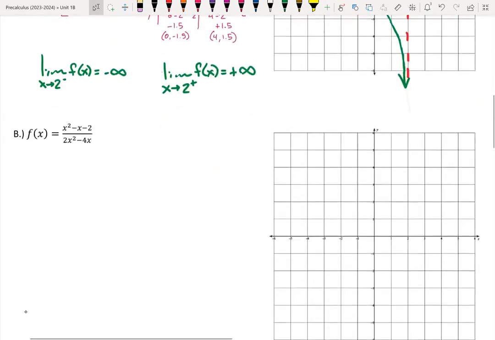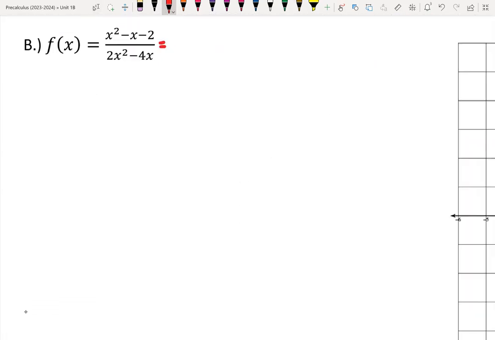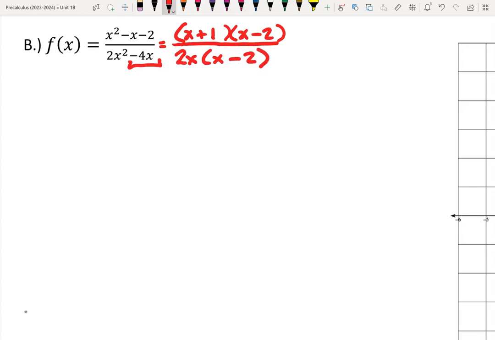All right, let's go ahead and start looking for our key information for B. Let's start with factoring. Tyler, what would our top factor to? All right, and then the denominator, Tyler, what can we factor out? -2, there we go. That is our factored form.